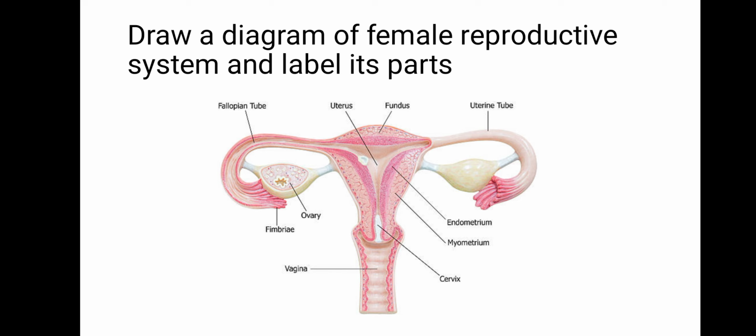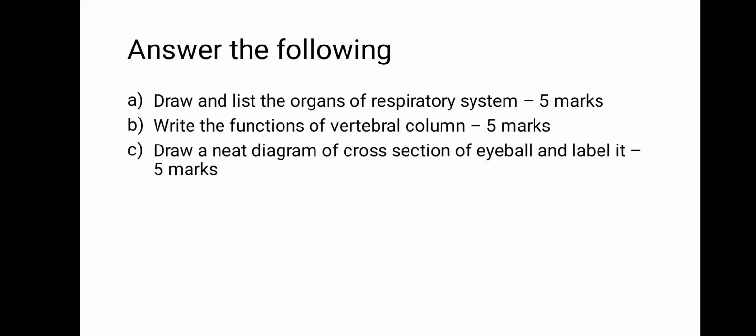Or, answer the following. Draw and list the organs of respiratory system, 5 marks. Write the functions of vertebral column, 5 marks. Draw a neat diagram of cross section of eyeball and label it, 5 marks.